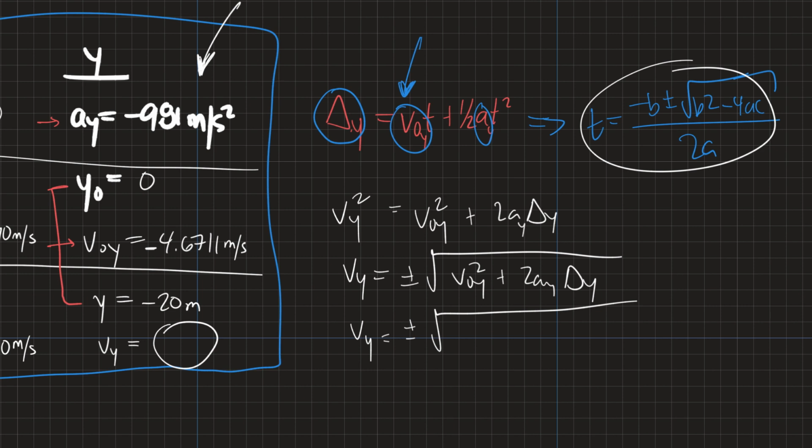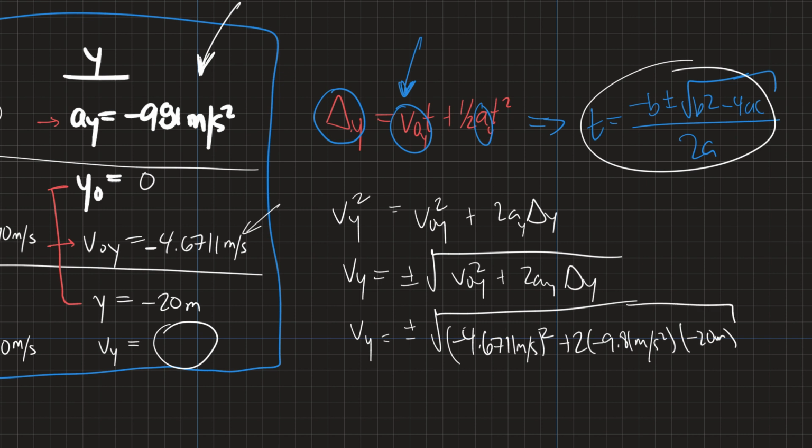Let's plug in some numbers. V naught in the y is 0 squared. Oh, sorry, that is the wrong number. Let me erase that. V naught in the y, right? So that's this value right here. That's going to be negative 4.6711 meters per second. That's going to be squared, so that negative doesn't really matter. Plus 2 times ay, negative 9.81 meters per second squared, times the delta y, which is negative 20 meters.